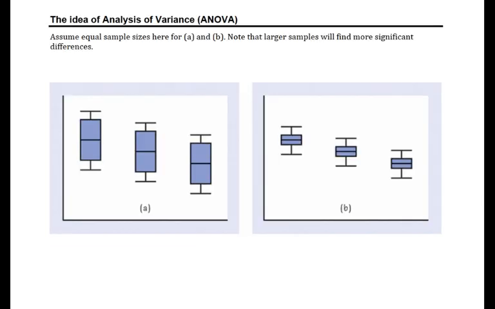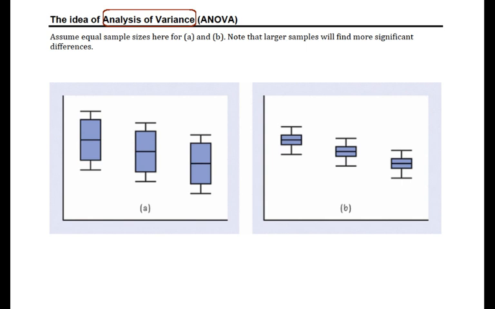To get into the topic of analysis of variance, which we refer to by this acronym ANOVA, it's helpful to first look at these 2 examples here of comparisons of 3 groups. So this is one quantitative variable measured over 3 different groups.